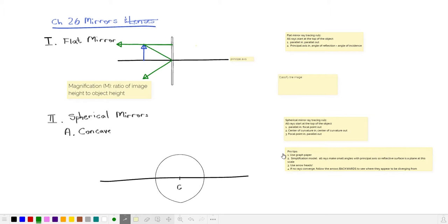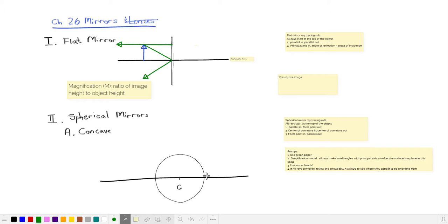So here I've listed my pro tips for doing ray diagrams. I actually found these confusing at first, and now I find them to be simple, but I think it's because I have these rules in my head. For one thing, you should use graph paper, right? Don't use unlined graph paper like I'm doing now. And we're going to make this small simplification model that all of our rays make small angles with the principal axis, which means that we can model all of our mirrors, not just a plane mirror, as this straight up and down line on your graph paper.